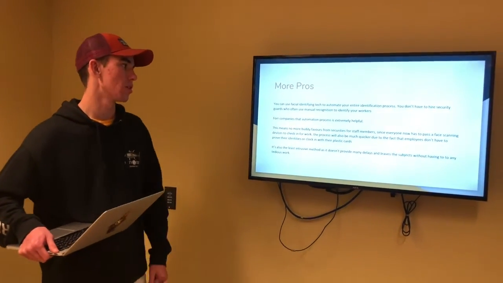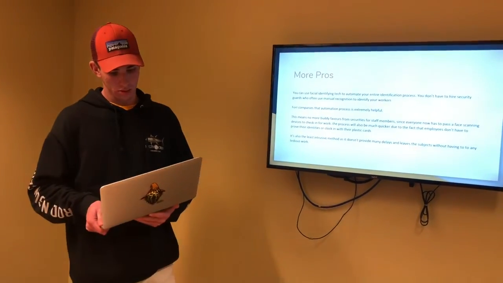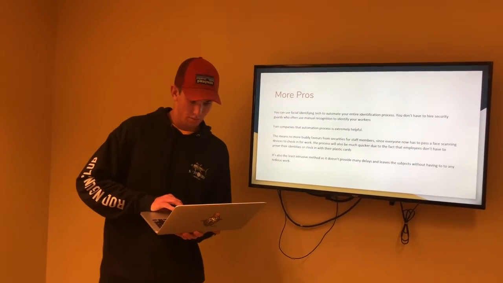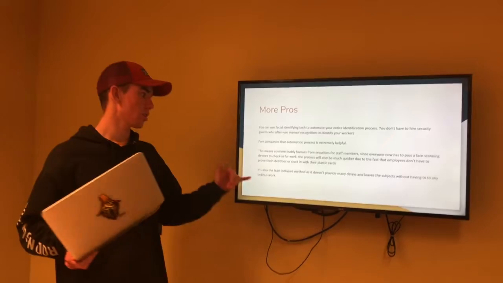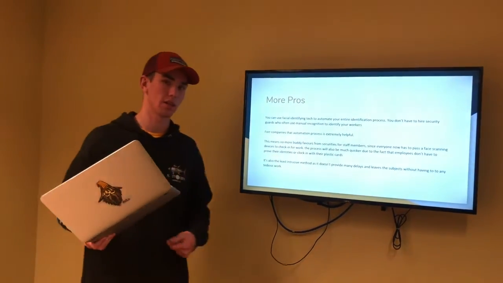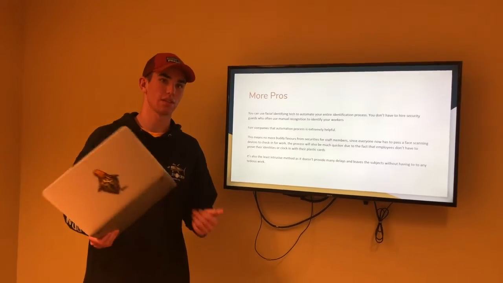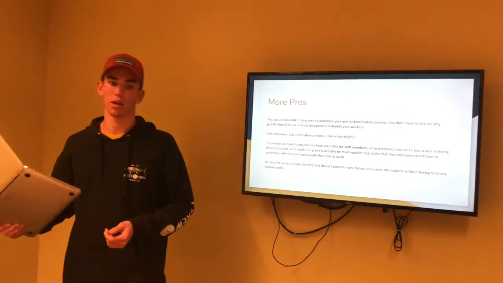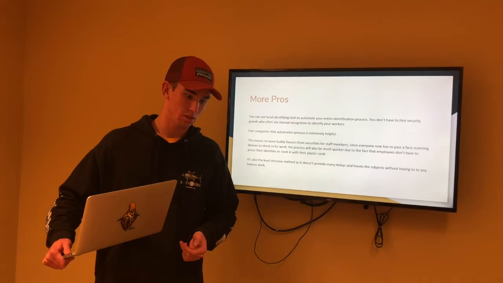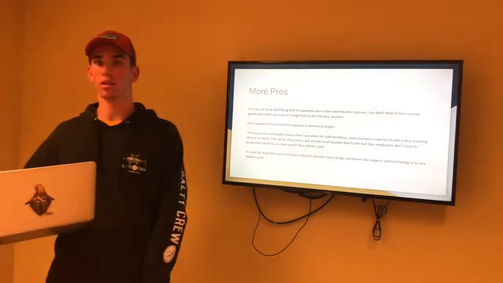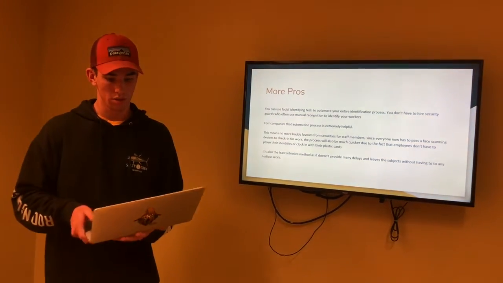And then more pros. It's also the least intrusive method, meaning it doesn't delay and doesn't have any tedious work to it. You don't have to do all this extra work, you just look at your camera and it unlocks your info.